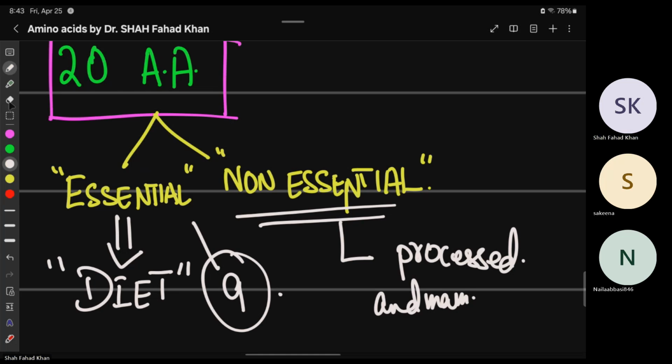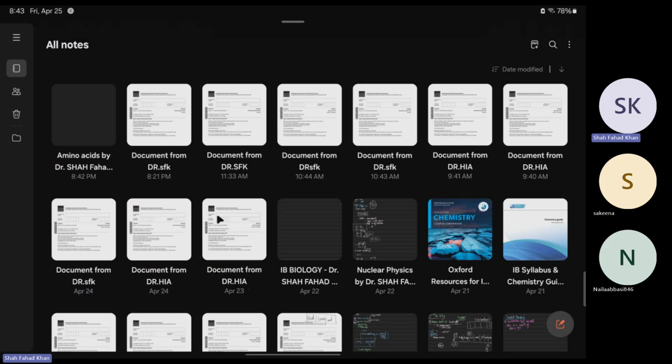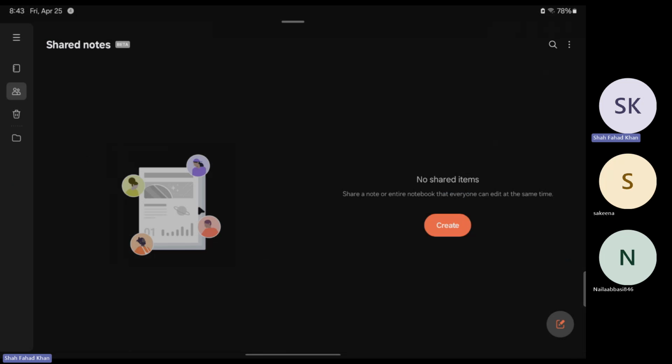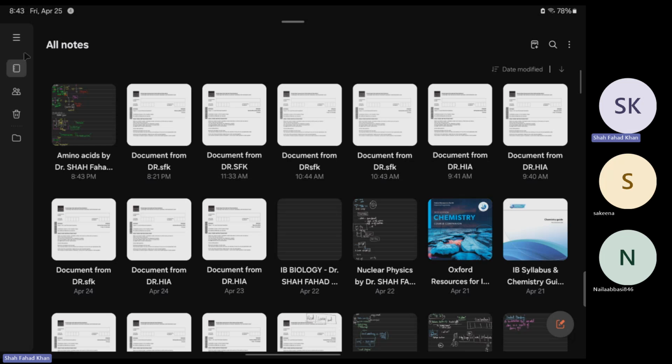10 essential and 10 non-essential. Okay, so 10 essential amino acids are there and 10 non-essential amino acids are there.